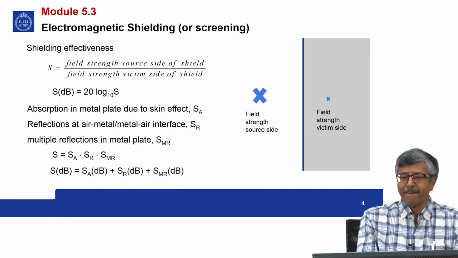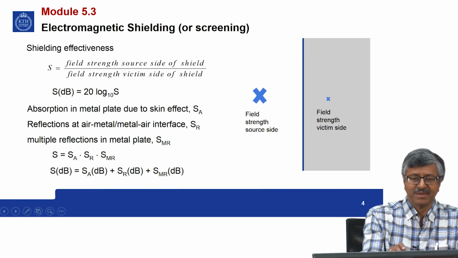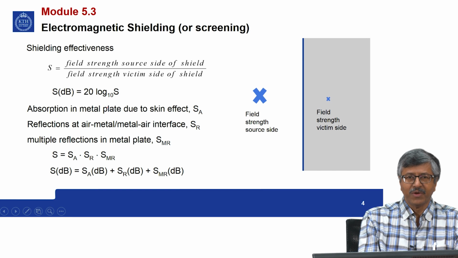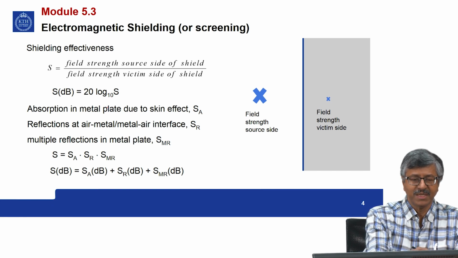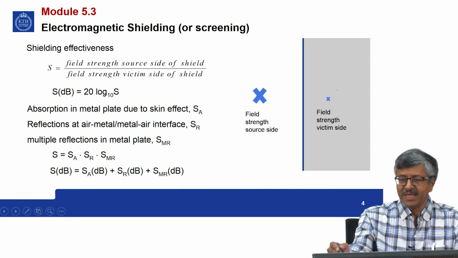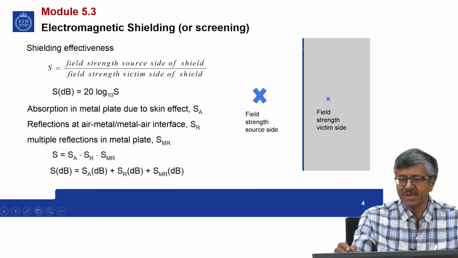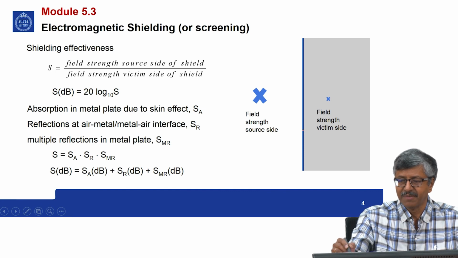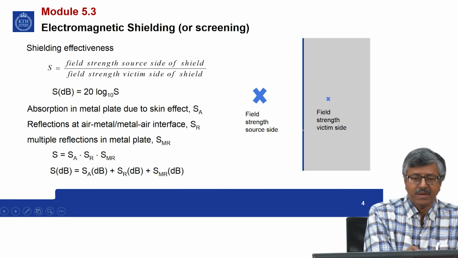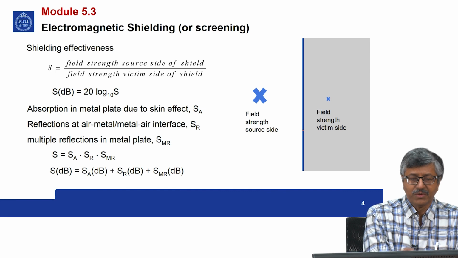Now, later it will be shown that this S is composed of 3 parts. One is absorption in the material of the medium of the shield. So, it is over here. It is this material we are talking of, the shield material. So, that is S subscript A, absorption.